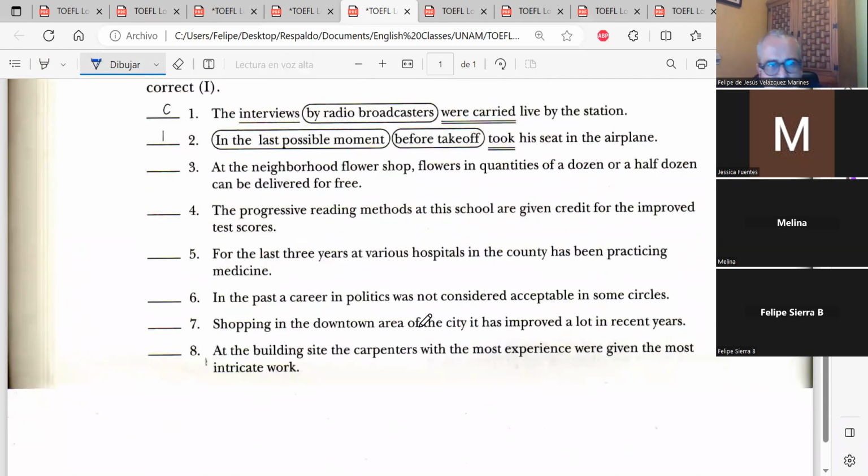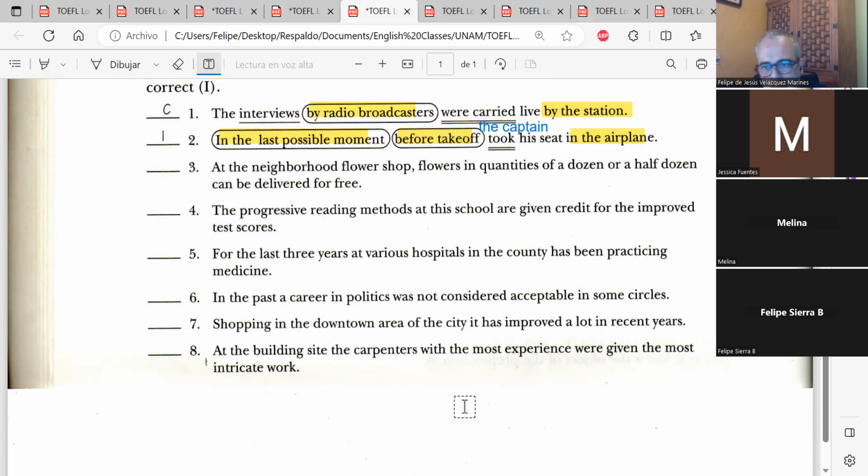So here we have these sentences, yes? The interviews by radio broadcasters were carried live by television. So if we eliminate by radio broadcasters, by the station, we have the interviews were carried live. We have subject and complement. In the last possible moment, before takeoff, in the plane, yes, so we have took his seat. Who took his seat? So we have to say the captain took his seat. Okay. And we have a complete sentence. Okay.